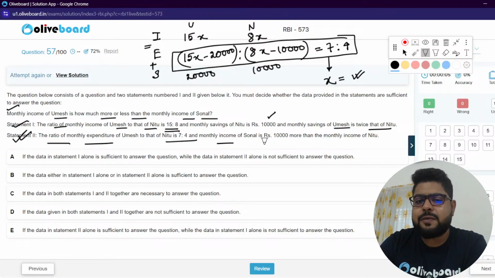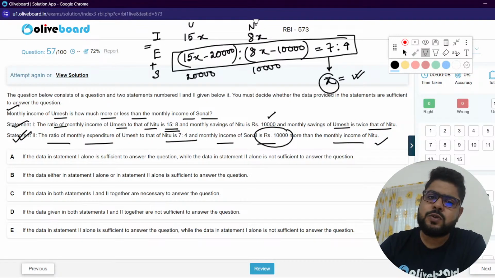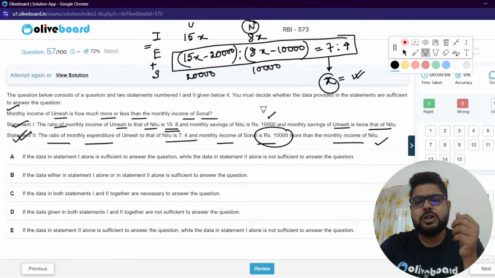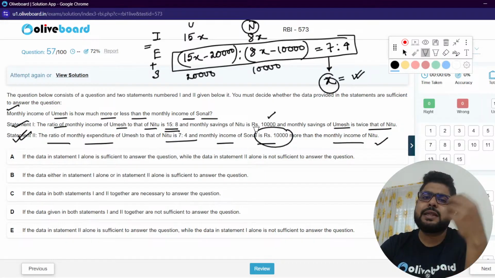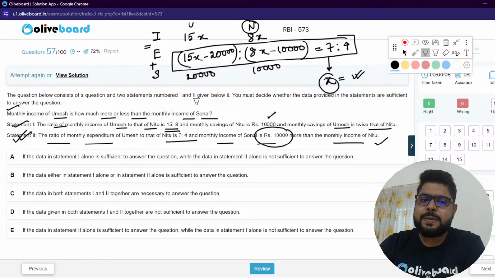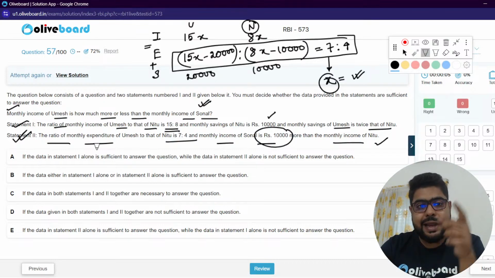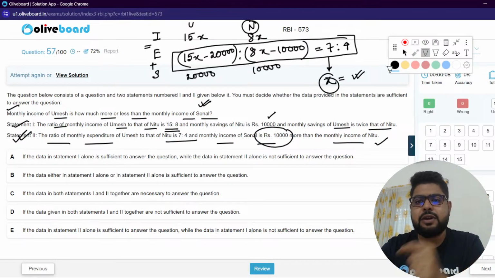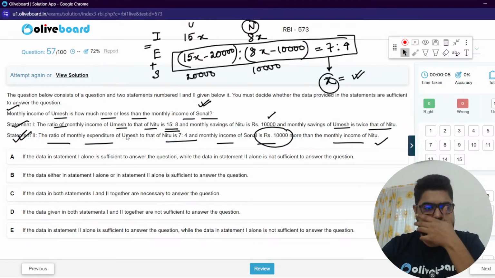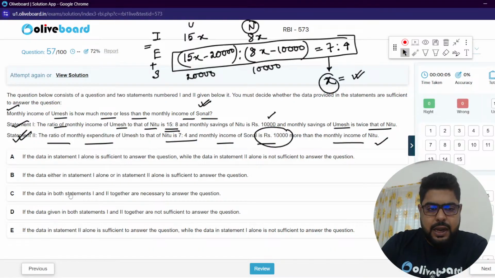And the monthly income of Sonal is this much more than that of Neetu. Meaning if I find x, Neetu's income will be 8x, so Sonal's income also will be 10,000 plus that. So it will be very easy to answer what the income of Sonal is. But again, I'll need both the statements together in order to answer. So my answer will be both are required.